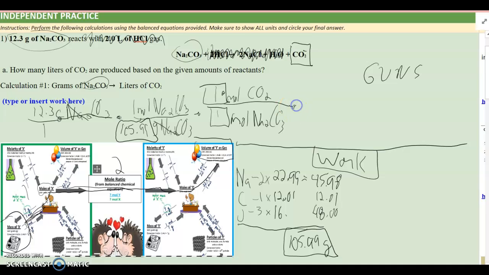Great. Continuing on. Now I am here. I've now converted into moles. I know that I am at this step because look, this cancels out. This cancels out. I am now in moles of my Y. In this case, it's CO2. Great. So now I am at my last step.